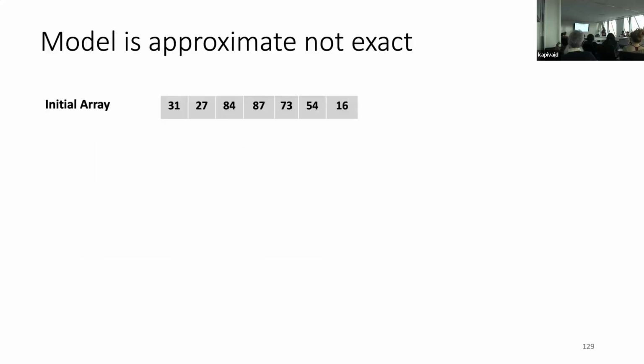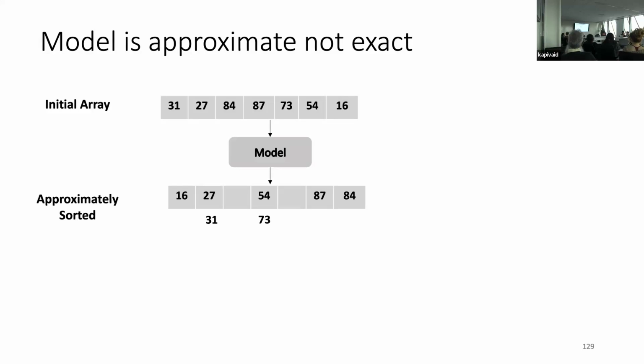Now, since we don't have the exact mapping function, we have this model that approximates the function. It leads to very interesting systems issues. When we use this model with a similar algorithm as we used before, what we end up with is an approximately sorted array. So it's not exactly sorted. The reason is that the model is imperfect.